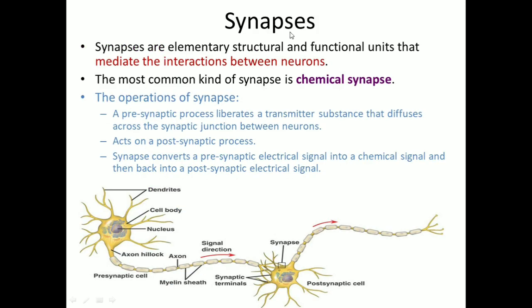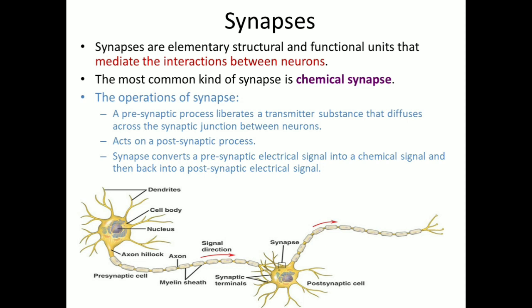Next are the synapses. Synapses are the elementary structures, and these are the functional units which mediate the interactions between neurons. If you see in this diagram, we have synapses here. They mediate the interaction between one neuron and the other neuron. When we talk about the synapses, the most common kind of synapse is the chemical synapse.